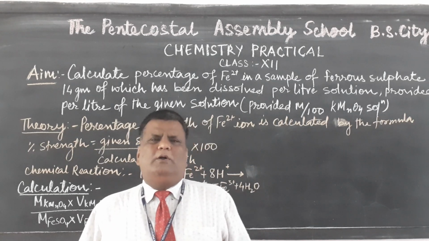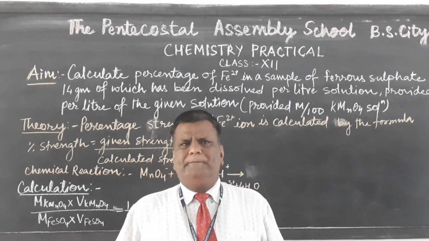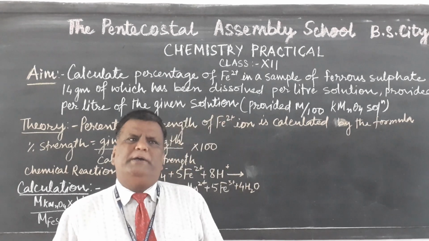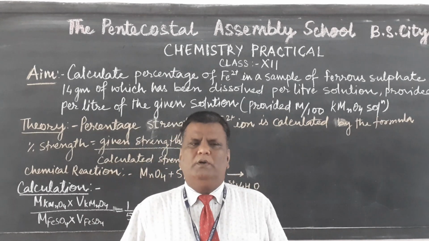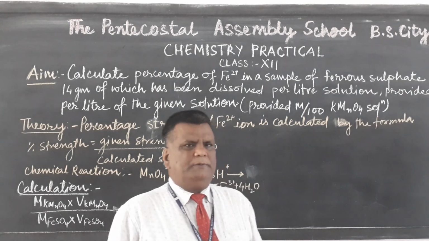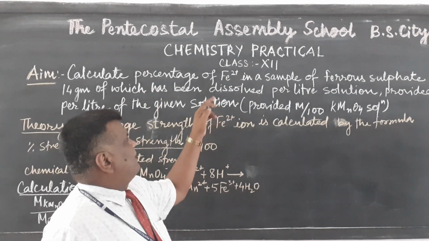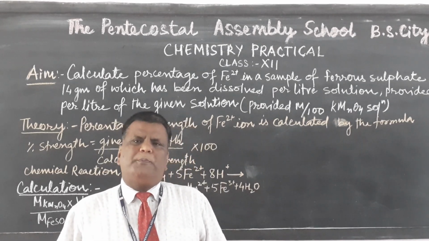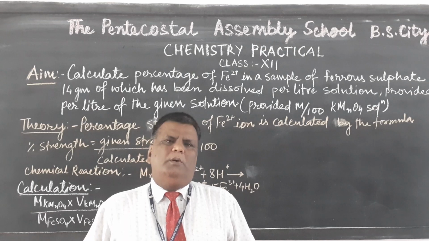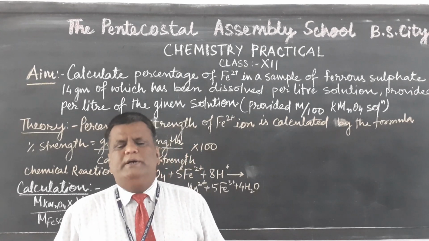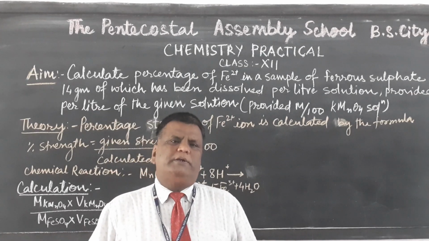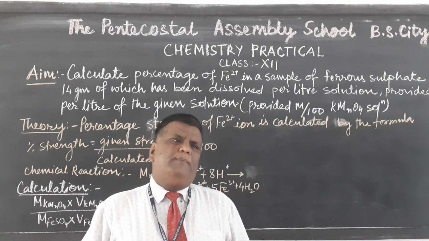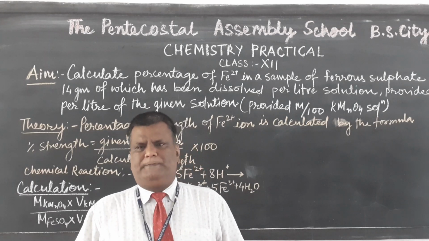Experiment number 4 of class 12 is already done, and now this is the 5th one, so I am going to explain. This is the titration between FeSO4 and KMnO4, and our aim is to find the percentage of Fe2+ in a solution of FeSO4, 14 gram of which has been dissolved per liter of solution, by using M/100 KMnO4 solution.